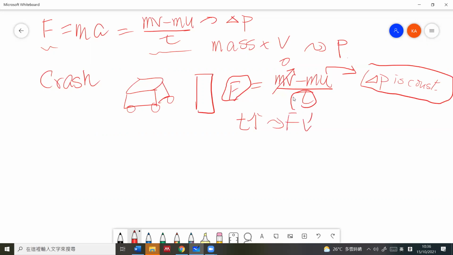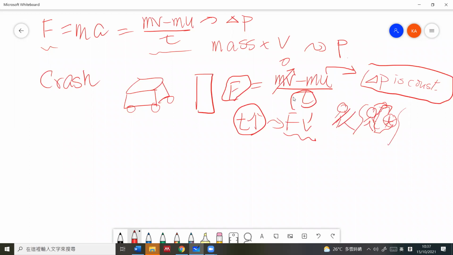There are many ways for you to increase the time. For example, to fasten the seat belt. If you fasten the seat belt, then you will have a longer contact time, so you have a lower force and you will be favored. The second one is to use the air cushion. When there is a collision, the air cushions will pop out. You will collide with the air cushions instead of colliding with the glass. In this case, the contact time will be increased and the force will be decreased.